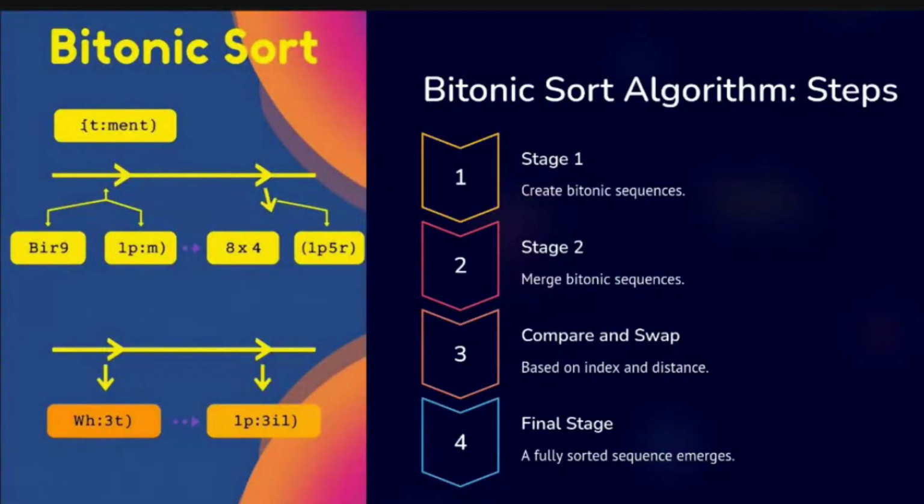Then what are the steps of the bitonic sort algorithm? Here is the flow of the algorithm. First, we create a bitonic sequence from our input. Then we perform bitonic merge. The merge uses compare and swap operations based on the element index and the comparison distance, that is, basically increasing order or decreasing order. With each stage, we reduce disorder until we get a fully sorted output. This hierarchical and structured approach makes it perfect for parallel execution.